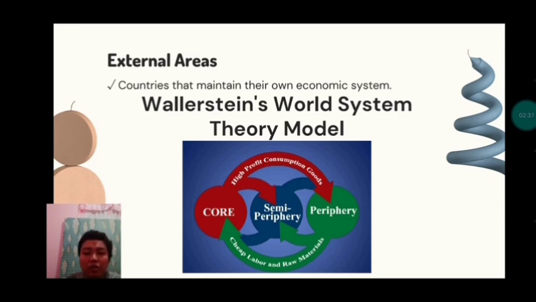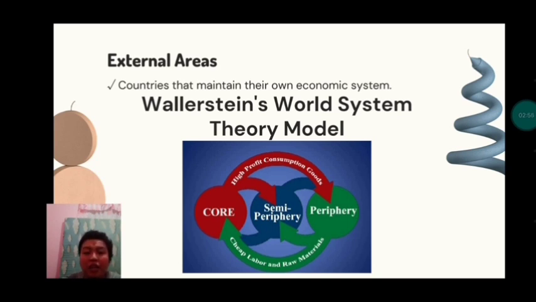So countries like South Korea, Taiwan, Mexico, Brazil, India, Nigeria, South Africa are less developed than the core countries but are more developed than the peripheral countries. Nakigets niyo ba? So they are the buffer between core and peripheral countries.